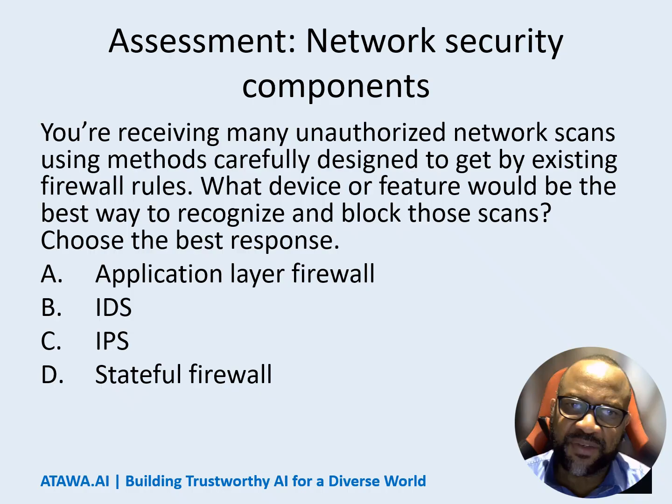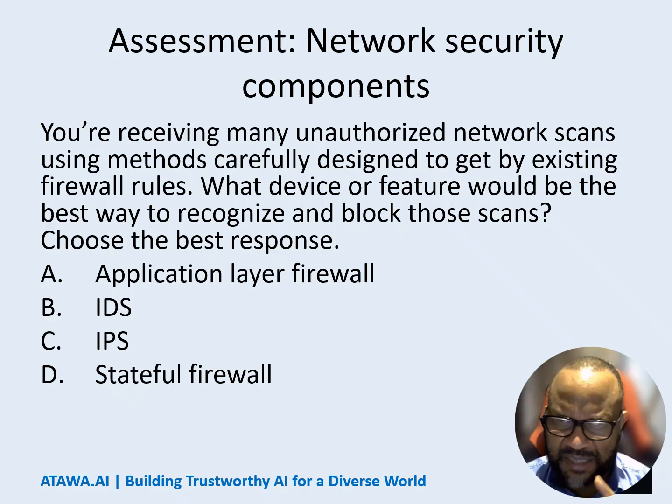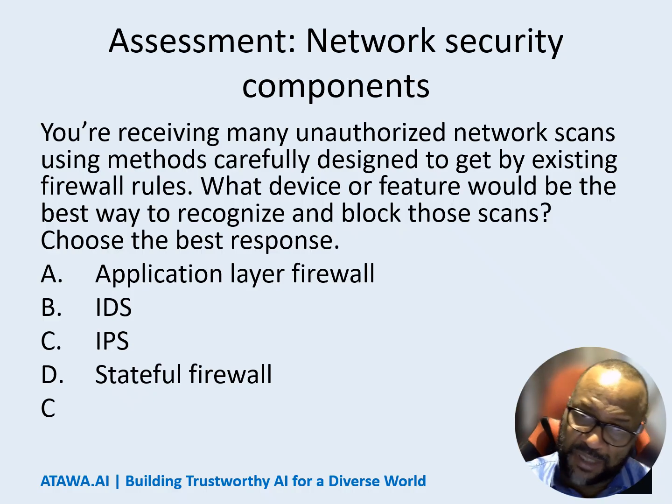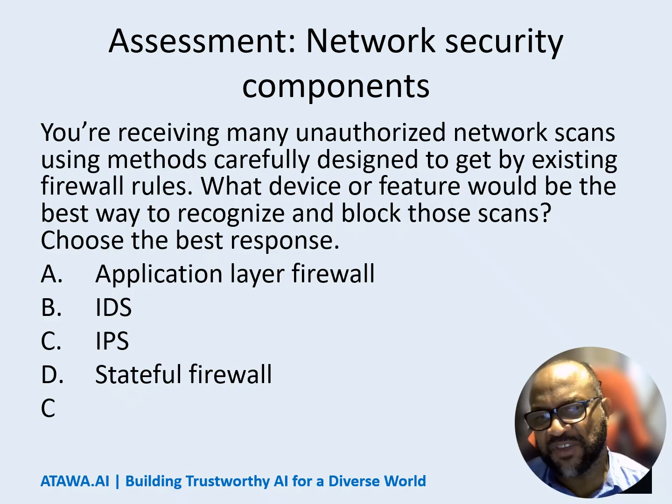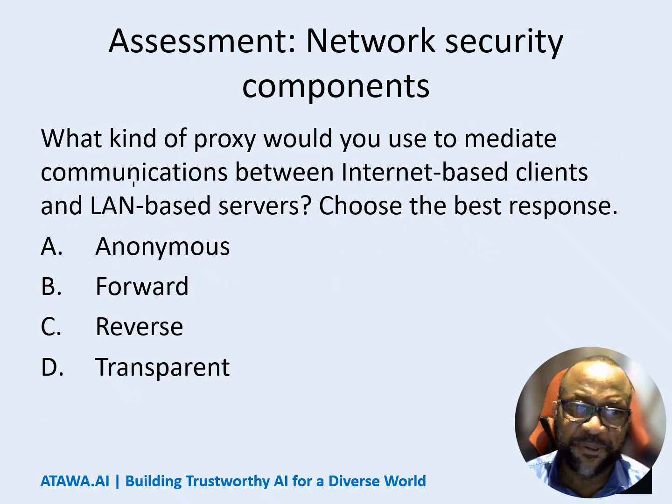So a few assessment security questions. Look at this here. What device or feature would be the best way to recognize and block scans? A good network scan tool would be something like Nmap, right? So you want to see the scans that are trying to get by existing firewall rules. So I probably want an IPS, so that it will drop or block that traffic, because an IDS is just going to send me an alert. It doesn't really do anything for me.